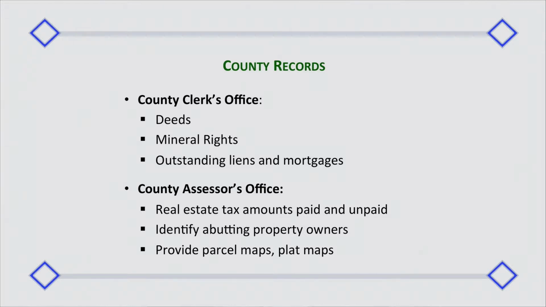This may be a good source of information about the PRP, plus the on-scene coordinator often needs to contact adjoining property owners to get access for sampling. The county assessor office also can provide parcel maps, plat maps, and maps of subdivisions.